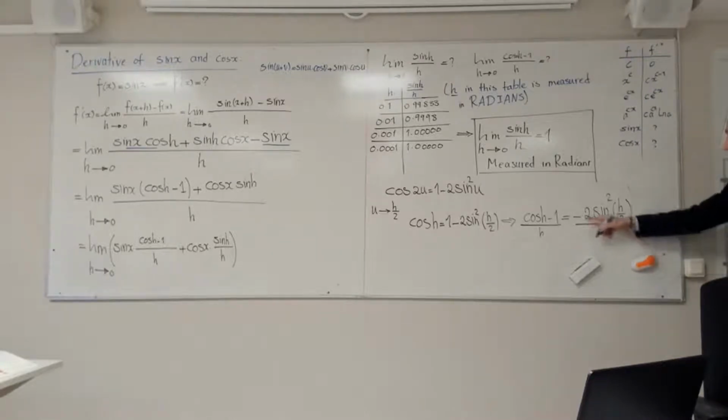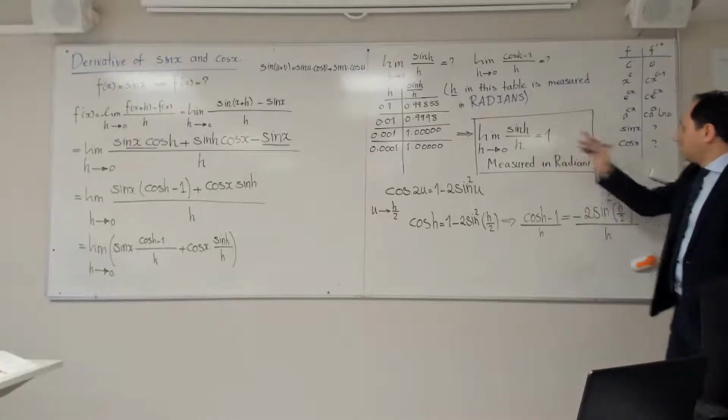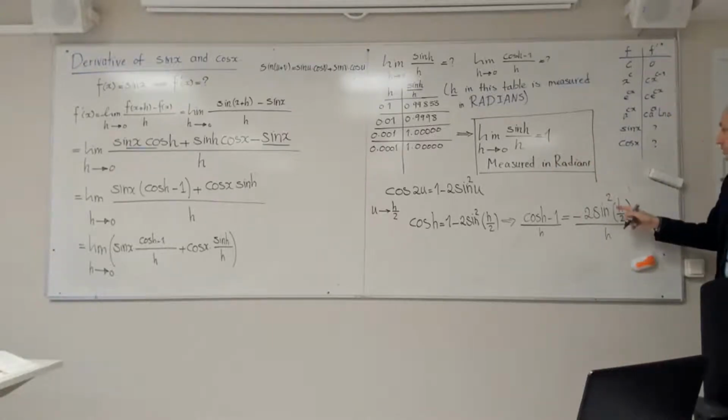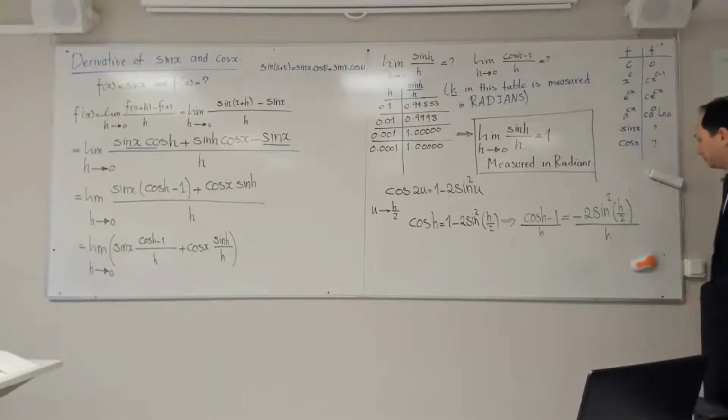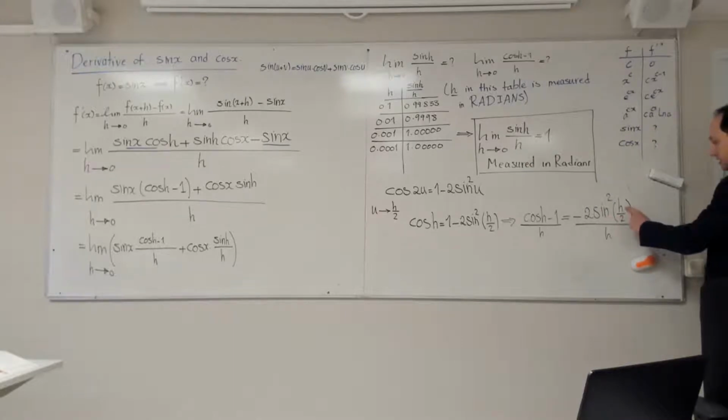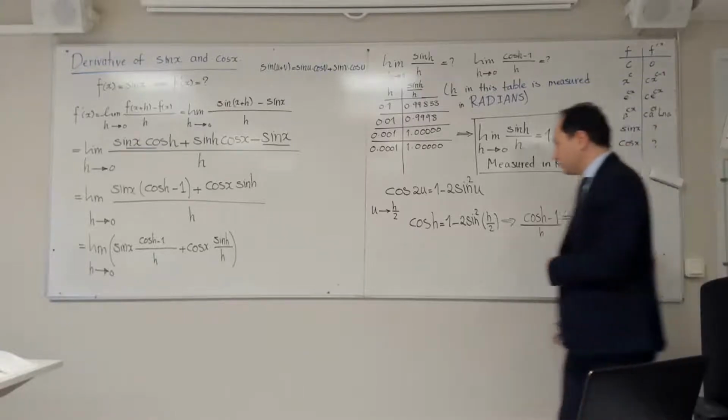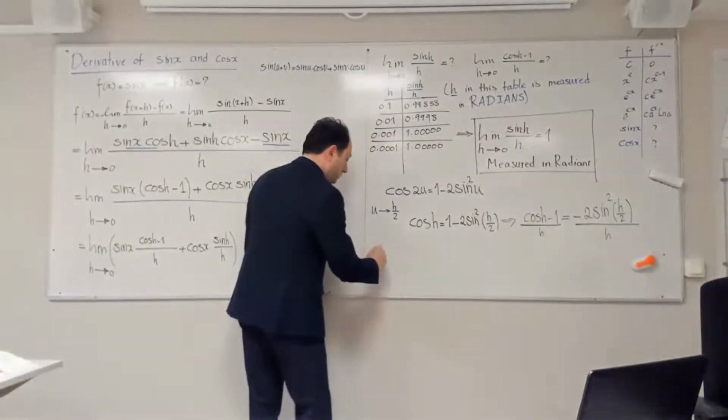Now I need to manipulate this a little bit so that I can invoke this idea here. My goal is to make this combination: sine of an angle divided by the same angle. Unfortunately here, this is h over 2, but the angle here is h, and I have a power of 2. I need to take care of all of them. That is not hard to do. Let me write it and see what is going on.